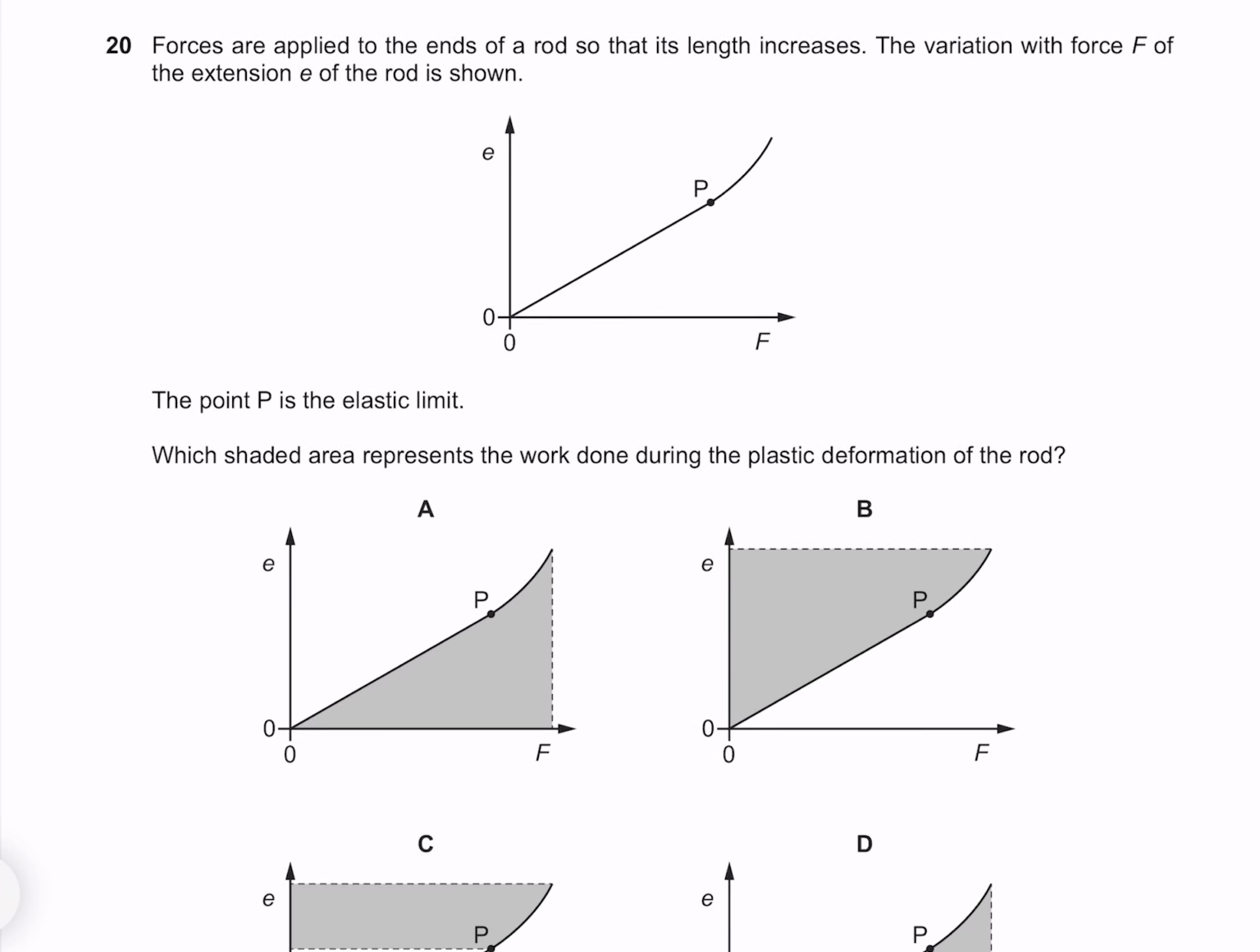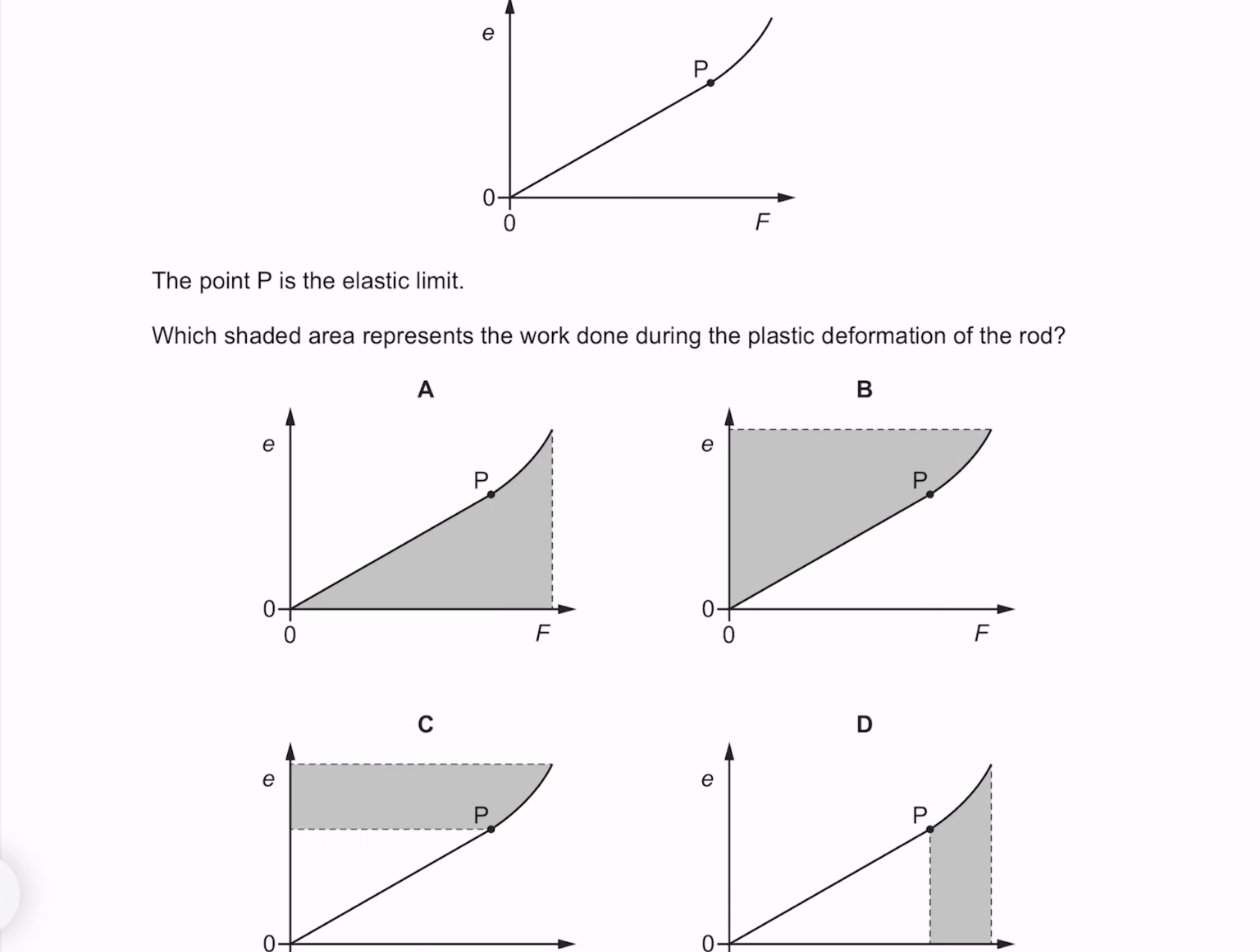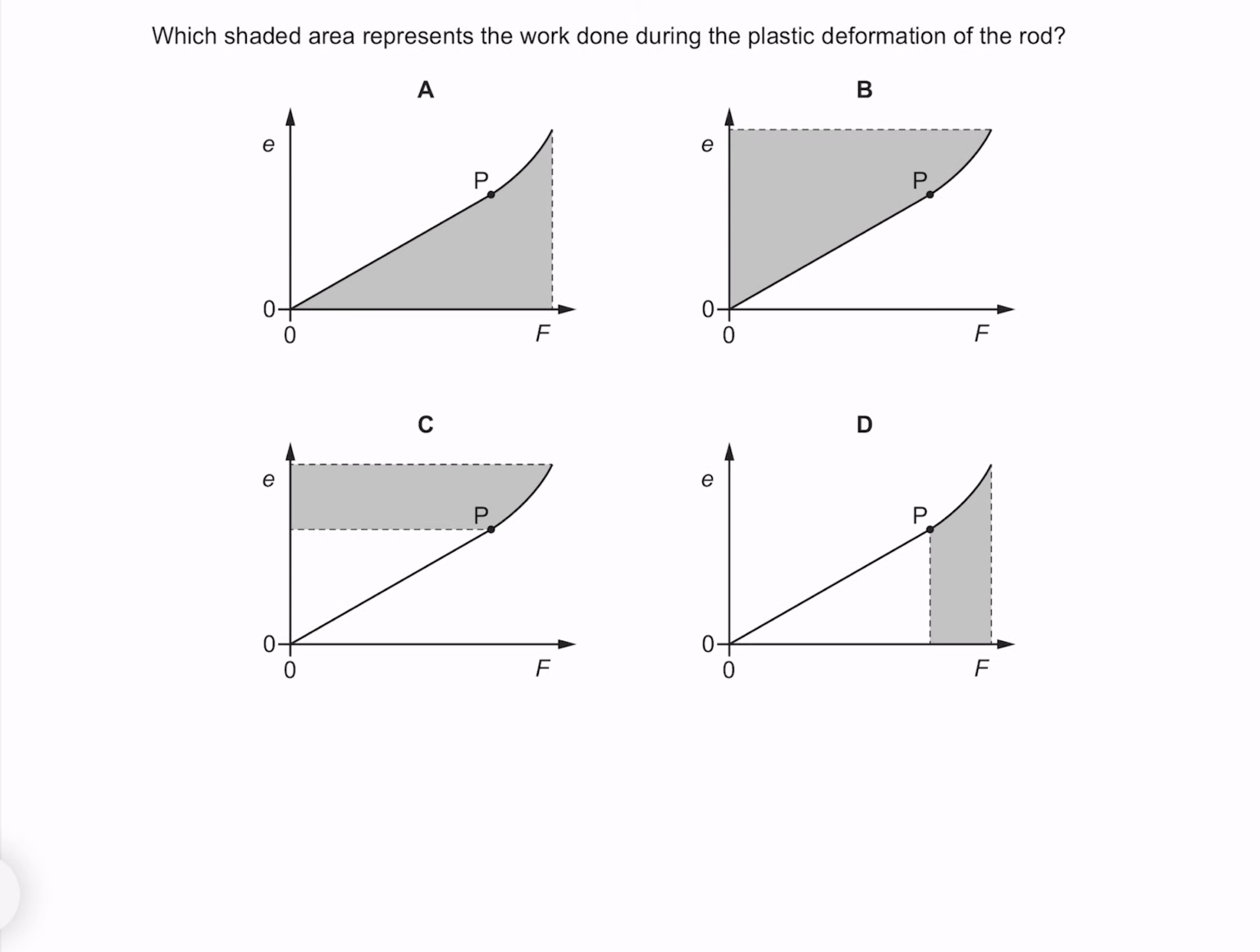Forces are applied to the ends of a rod so that its length increases. The variation with force F of the extension E of the rod is shown. The point P is the elastic limit. Which shaded area represents the work done during the plastic deformation of the rod? Plastic deformation is occurring in this section here. Our work done is going to be the force over that distance, which is this distance here, not the entire distance as indicated in these three. Our answer is therefore C.